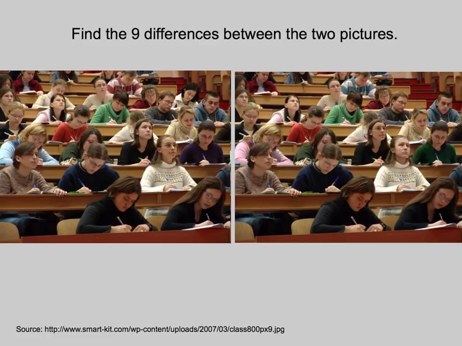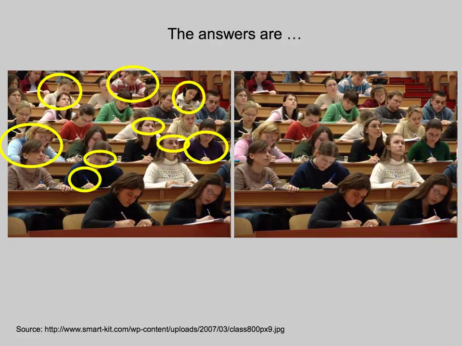This is just to see if you're paying attention. We've got two pictures. You go ahead and pause the video and see how many differences you can find. Okay, if you paused the video, hopefully you saw these were the differences. There are 9 of them. So if you were able to find these, then you are on your way to being a good forensic scientist with good observation skills.